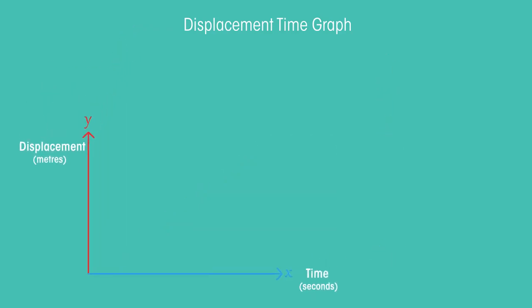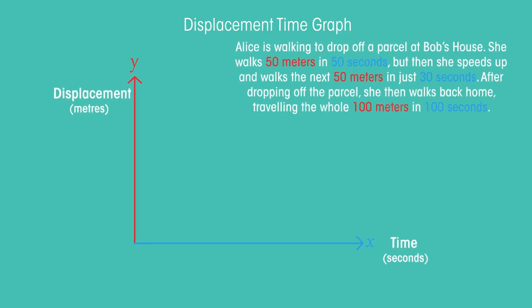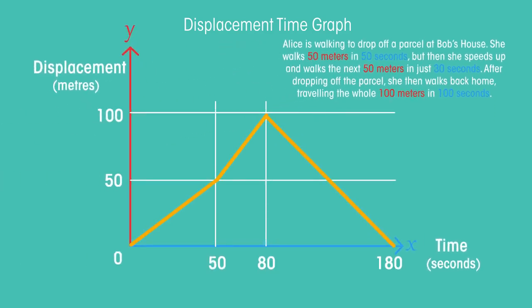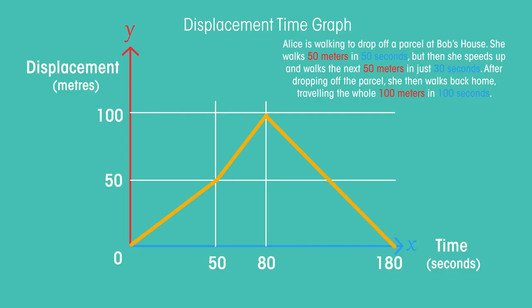Now it's your go. Can you draw this journey? Pause the video, give it a go, and press play when you think you have the answer. Did you get it right? 50 meters in 50 seconds is this diagonal line, then 30 seconds and another 50 meters, then 100 seconds to walk all the way home again. Did you label your horizontal and vertical axes correctly with units?